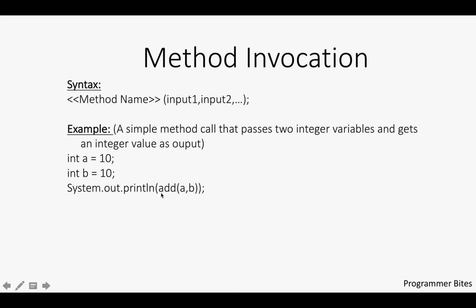We are calling the add method by passing these two variables a and b, that is 10, 10. The output of this method call or method invocation should be 20. We are calling this method inside system.out.println as we want to print the output in the console. This statement prints 20 in the console. Let's take a look at the example program.